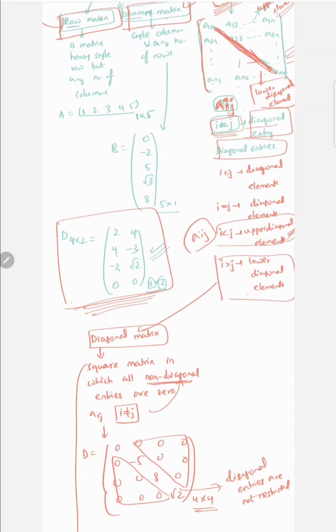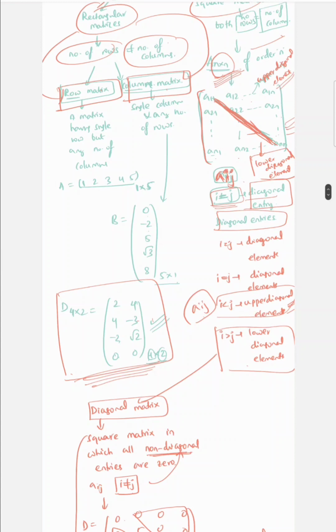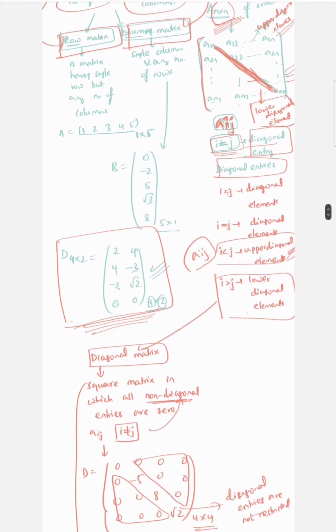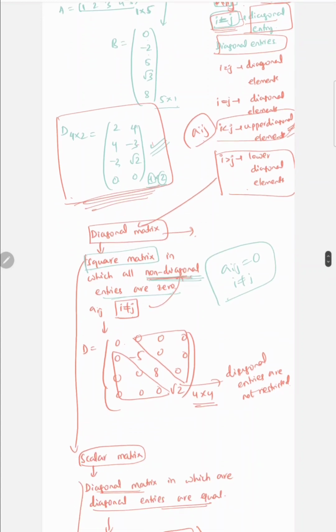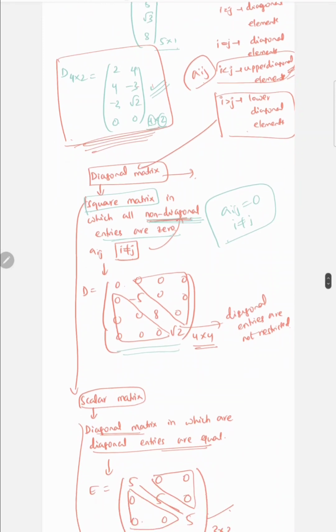Now, looking at some special cases of square matrix, one special case is the diagonal matrix. For a matrix to be a diagonal matrix, it should be a square matrix in which all non-diagonal elements are 0. So we can observe aij is equal to 0 for i not equal to j. Such a matrix is called a diagonal matrix. This is an example of a diagonal matrix.